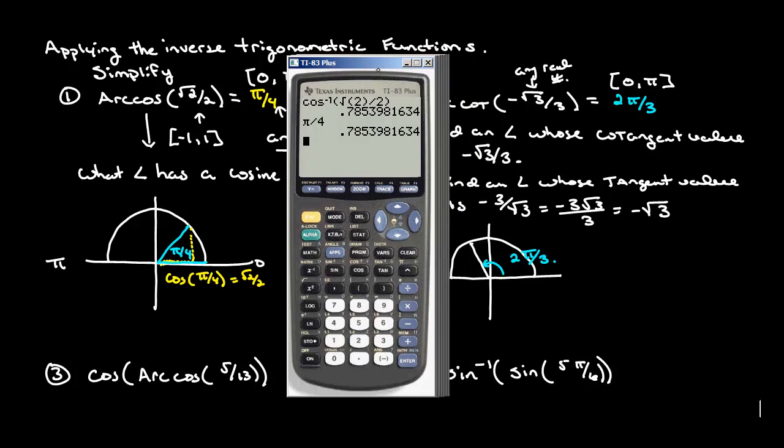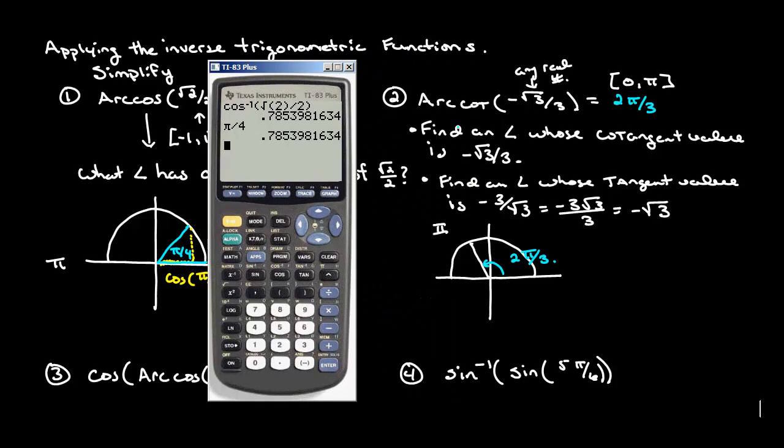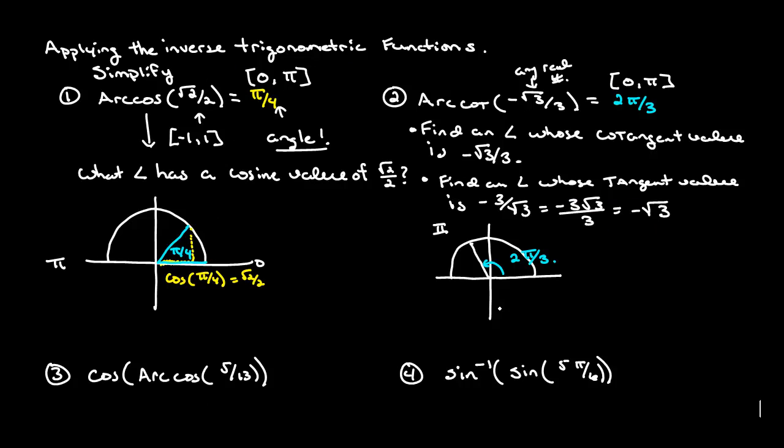Now let's take a look at this guy over here. There is no arc cotangent button in my calculator. So here's where I've got to be careful. I can take the arc tangent value if I want, but what it's going to give me is a value out over here.